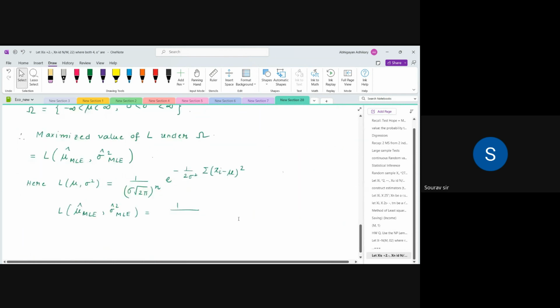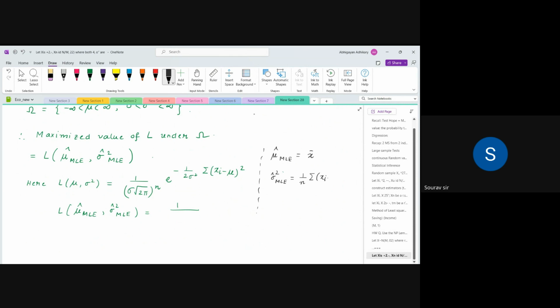Okay, so I'm just writing it on the side. So what is your mu hat MLE? It is x bar. And what is your sigma square hat MLE? It is 1 by n summation xi minus x bar whole square. And maybe we can call it s square. That's fine. Okay. So we will replace these values over here.